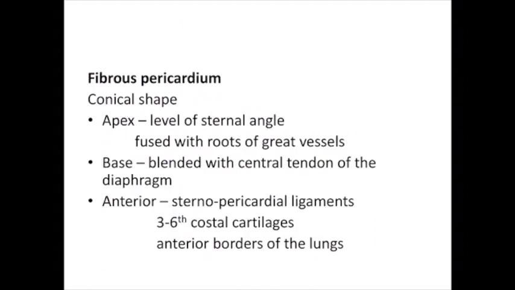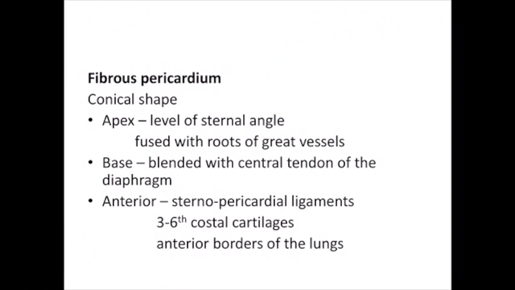The fibrous pericardium is a conical shaped structure, and the apex of the fibrous pericardium is located at the level of the sternal angle and fused with roots of the great vessels. And the base of the fibrous pericardium is blended with the central tendon of the diaphragm.